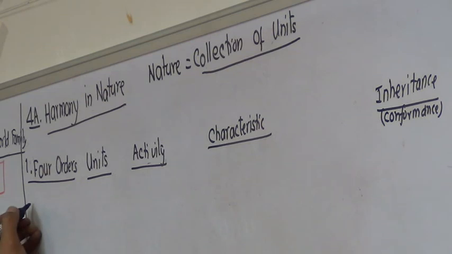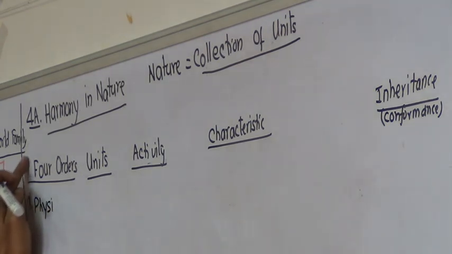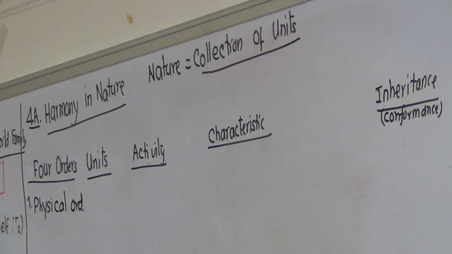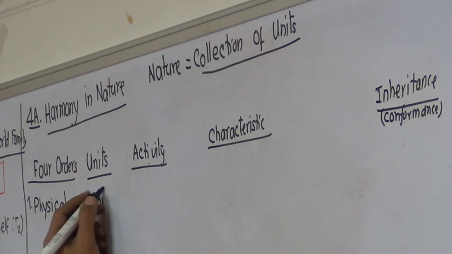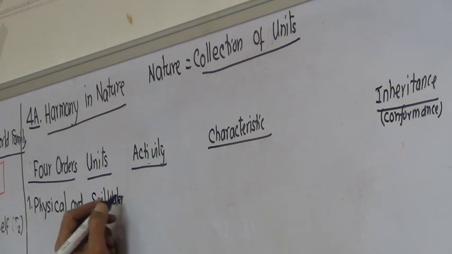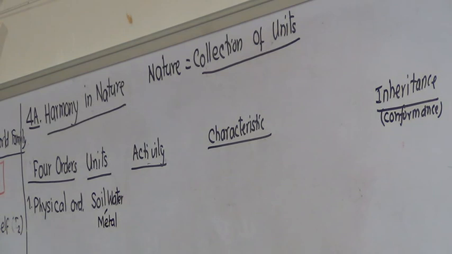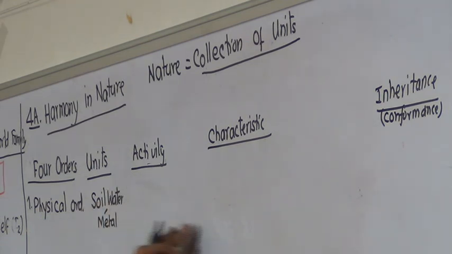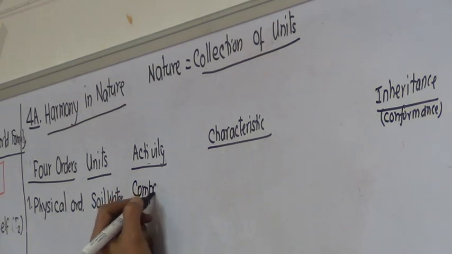If you look at the physical order, there are units like soil, water, metals, so all these units are there. If you look at their activity, there is an activity of composition and decomposition.